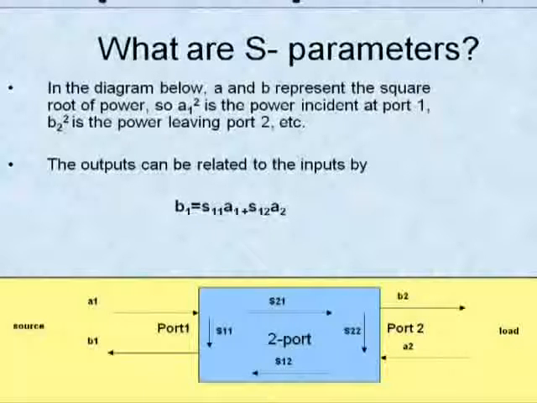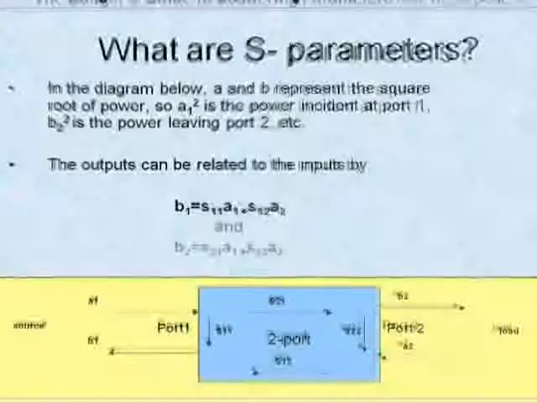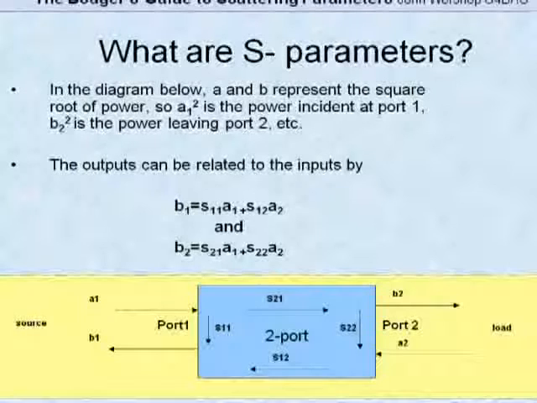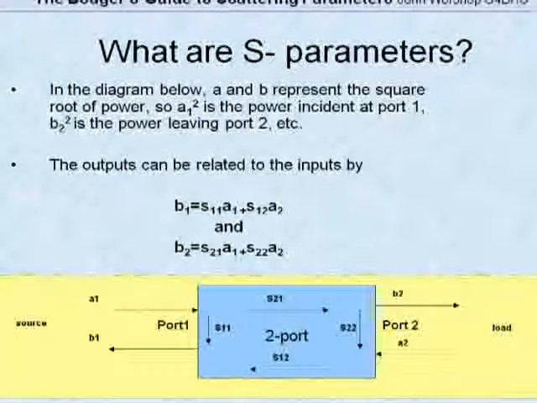And similarly, the other way around, if you look at the other port, B2, which is what's coming out, is what's going in that side times S21, plus A2 times S22. So what you've got there, and this is where we talk about the mathematically challenged, is a pair of simultaneous equations. Scary. Okay. But we've now got the relationships between these, and the scattering parameters are these things called S11, S12, S21 and S22.